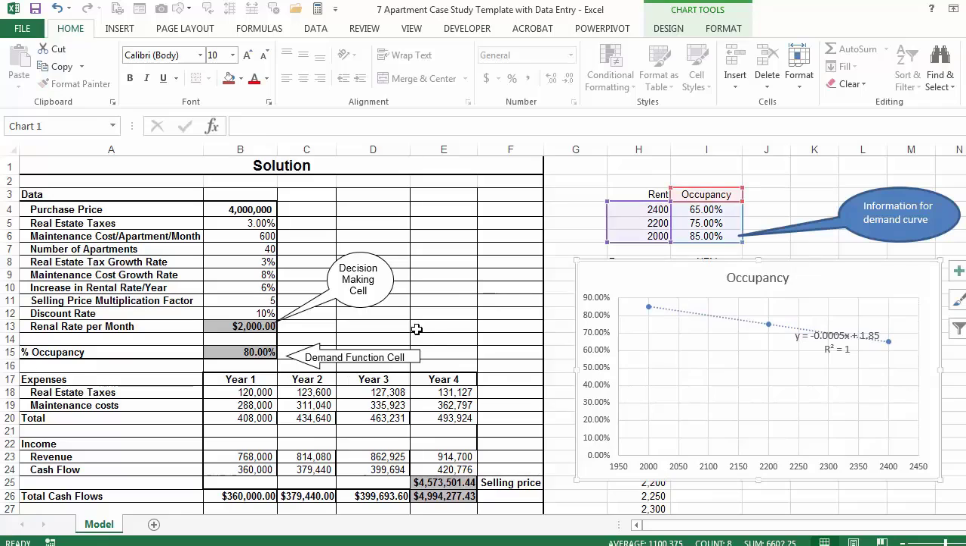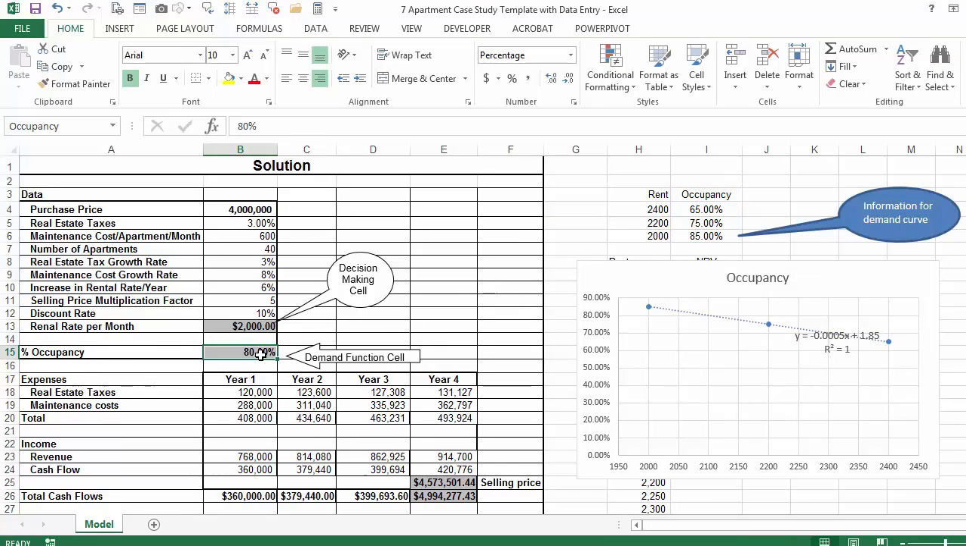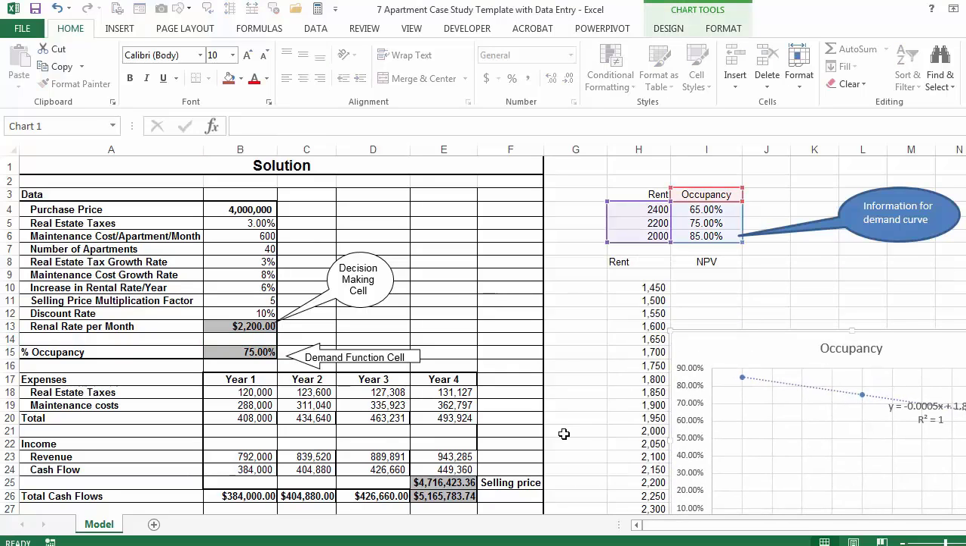So we can use it here in the cell and say that it's equal to 1.85 plus 0.0005 times the rent, and then you're going to see, I made a mistake obviously, 1.85 minus, and what we get is 85%. And if the rental price is going to be, for example, $2,200, we expect it to be 75%. So this demand function is working.